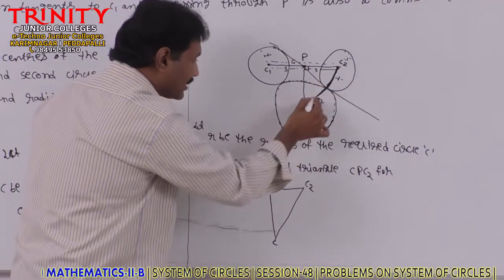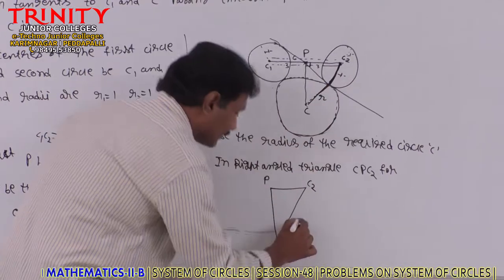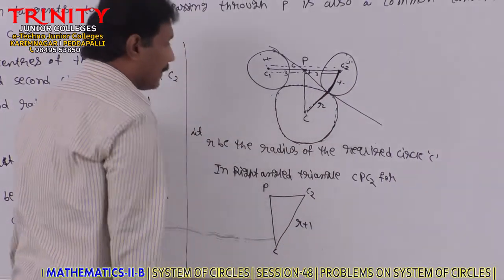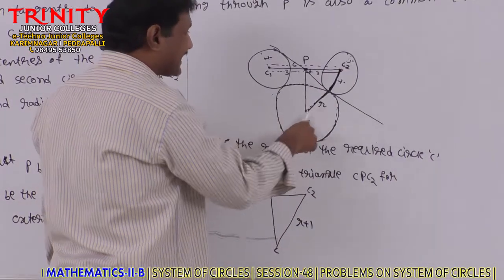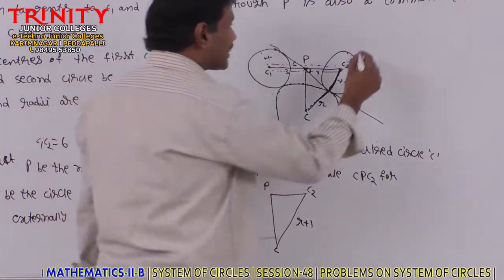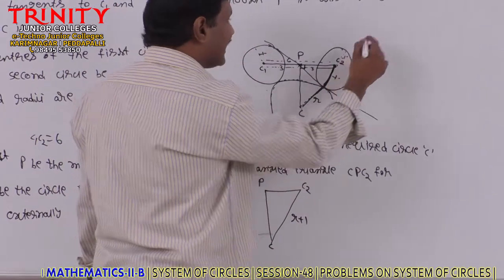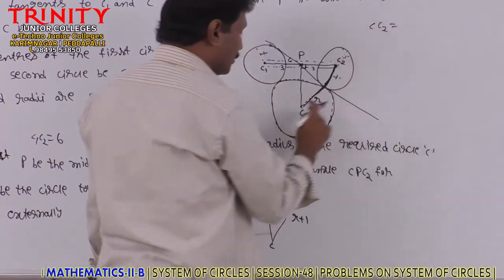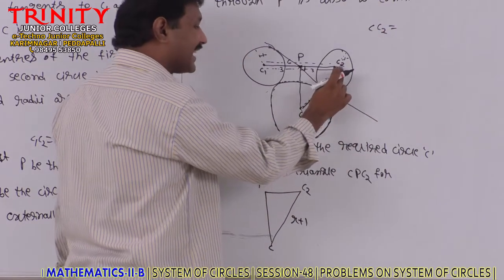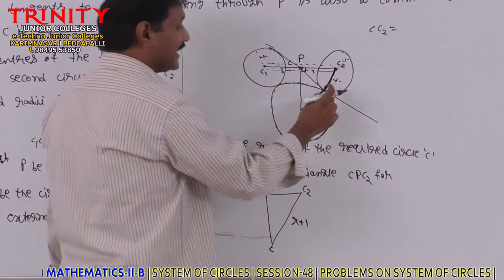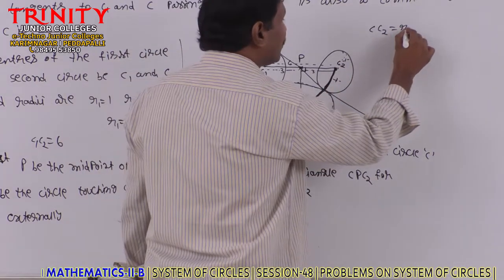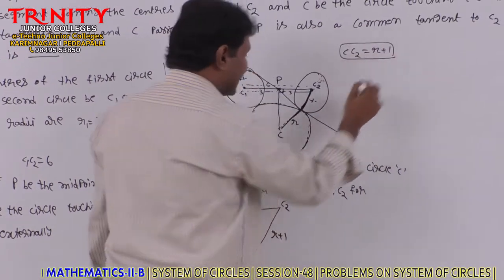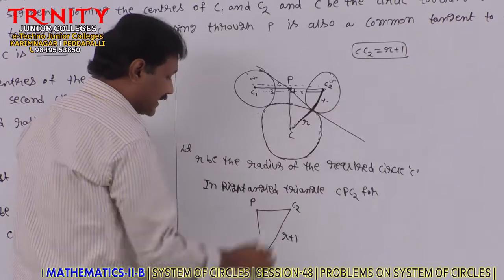The total length C2C is R plus 1, because these two circles are touching each other externally. The distance between the two centers is equal to the sum of the radii. So C2C equals R plus 1.